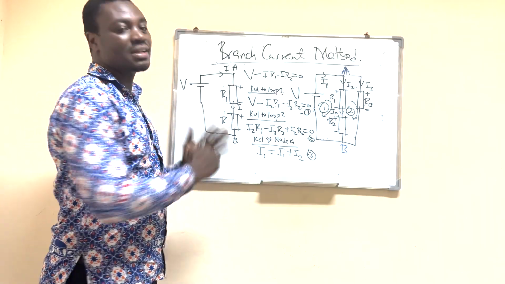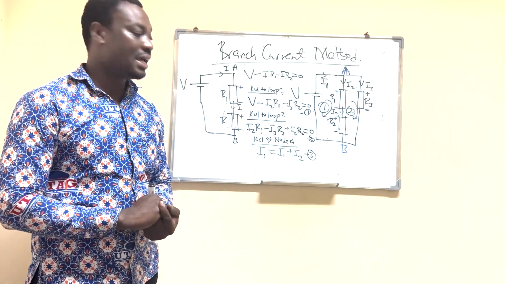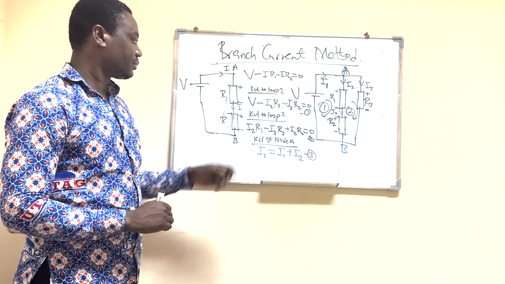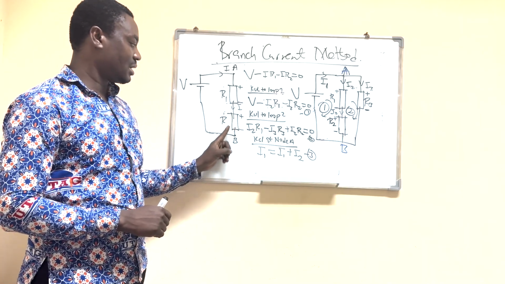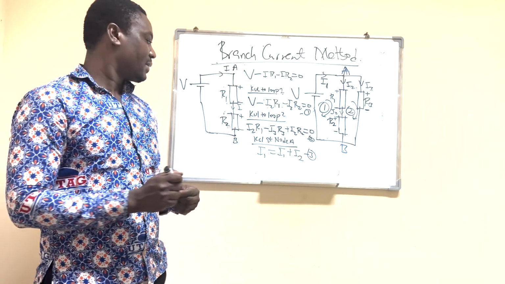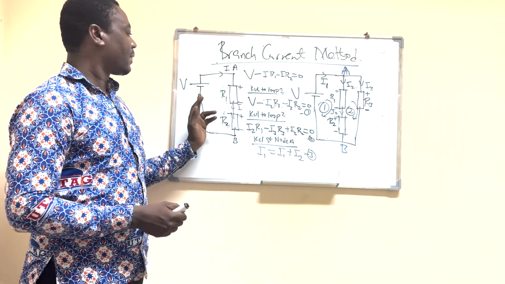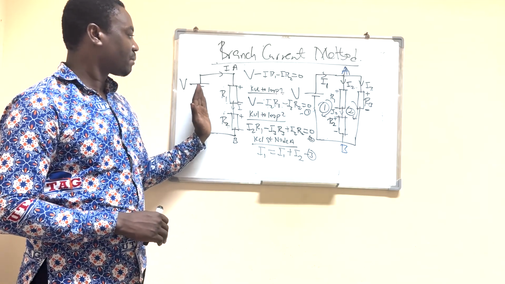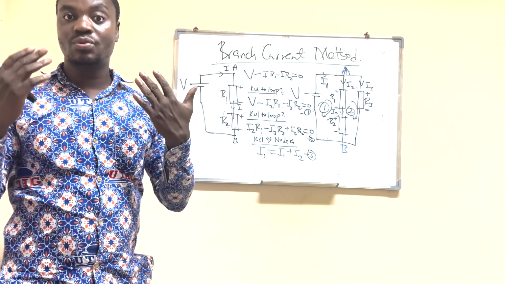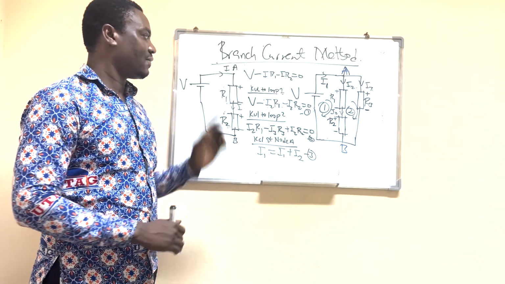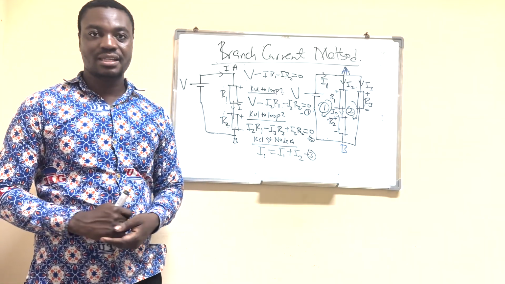So we start with a very simple circuit diagram. You can see this one here. R1 and R2 are connected in series, right? By looking at this simple circuit diagram, if you are to use the branch current method, the first step is you assign current to the branch in the circuit diagram.